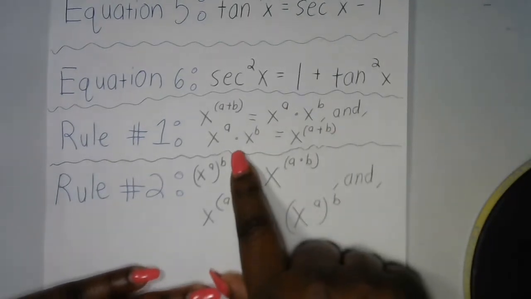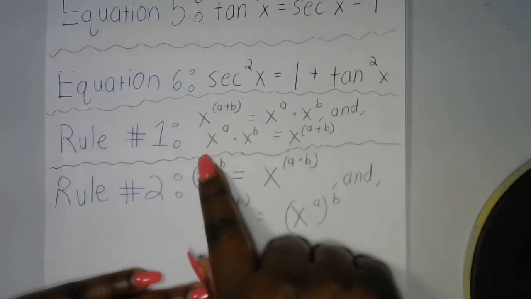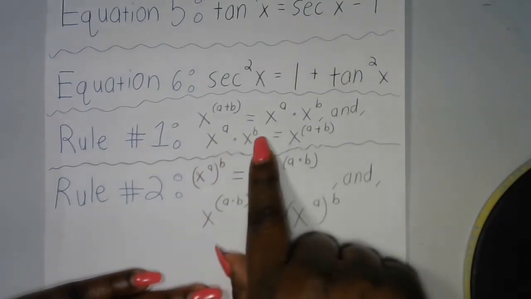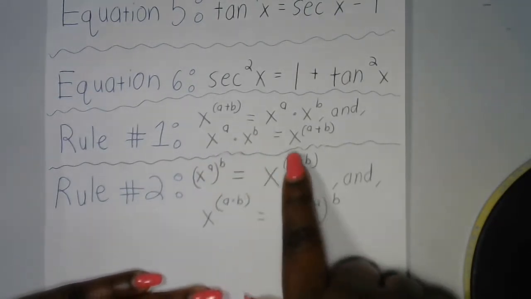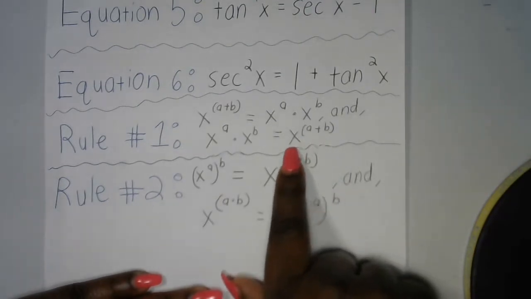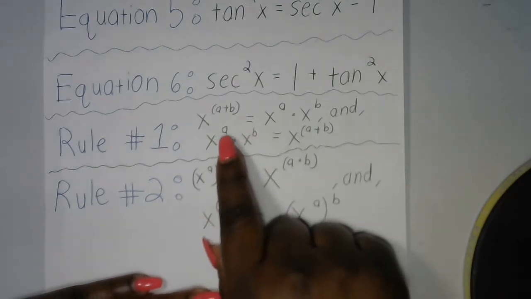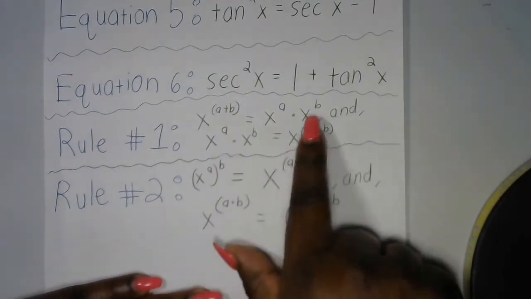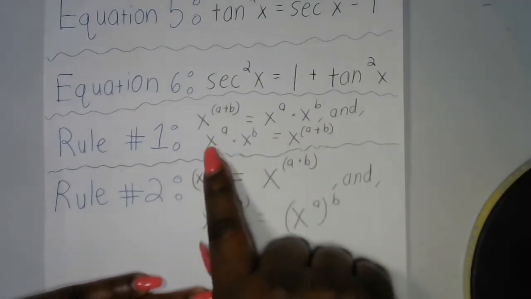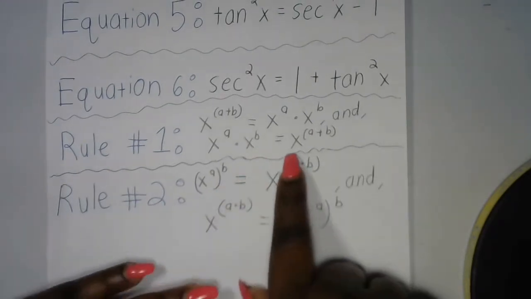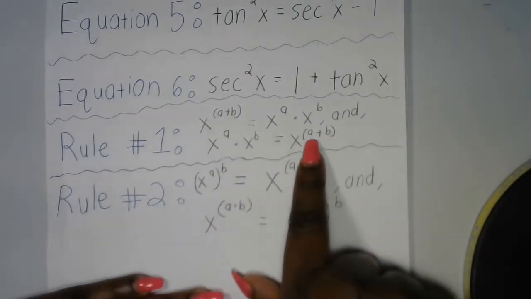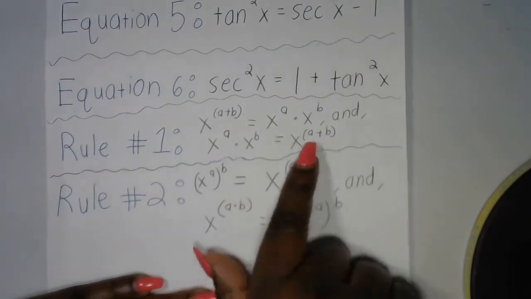And also, if it's x to the power of a times x to the power of b, to combine this, you add the exponents, x to the power of a plus b. But if they're added, always remember that when you break it down, you multiply it. And if it's being multiplied and you're combining it, just remember that you add the exponents. So that's rule number 1.